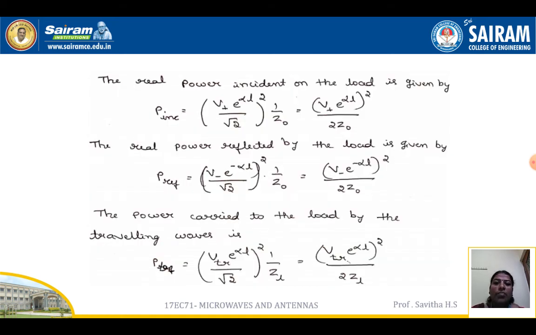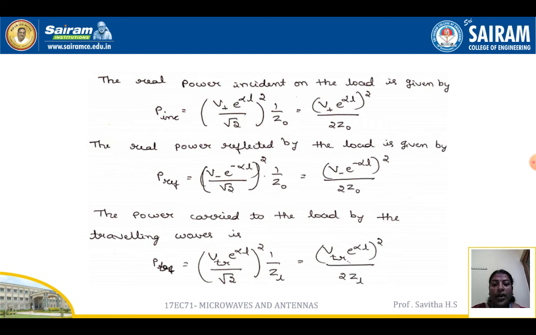The real power incident on the load is given by P incident is equal to V plus e to the power of alpha L divided by root 2, whole squared, into 1 by Z0, which is V plus e to the power of alpha L whole square divided by 2 Z0. The real power reflected by the load is V minus e to the power of minus alpha L divided by root 2 whole square into 1 by Z0, that is V minus e to the power of minus alpha L whole square divided by 2 Z0.